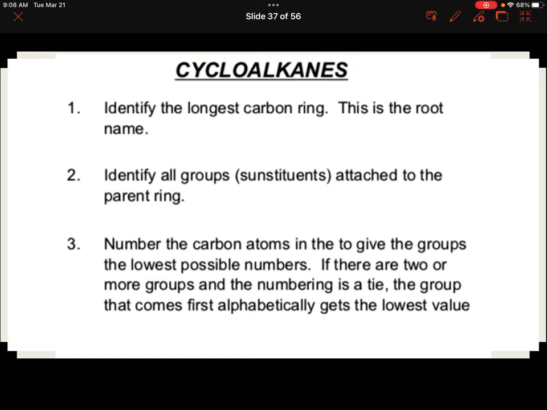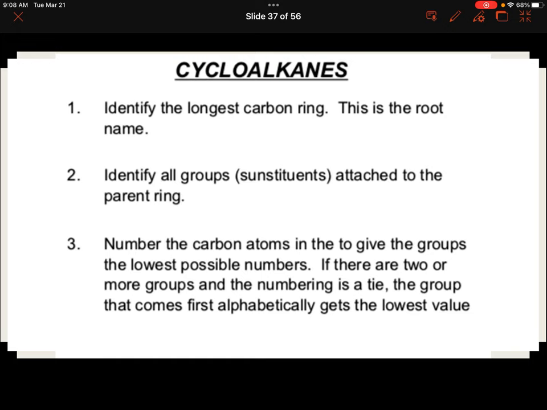Hi everyone, so today we're going to be continuing on with our alkanes, and we're going to be looking at cycloalkanes. These are the steps that we have to follow with naming, and it's really important when we're naming that we follow all of these steps. It's very similar to what we talked about yesterday.